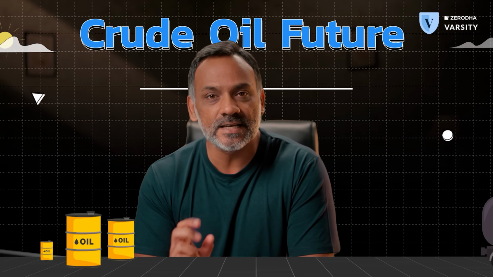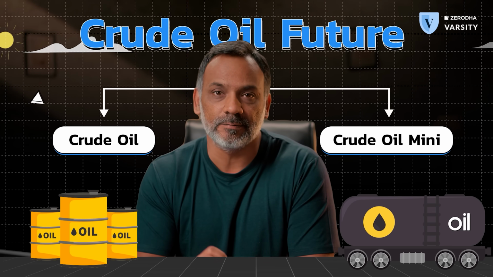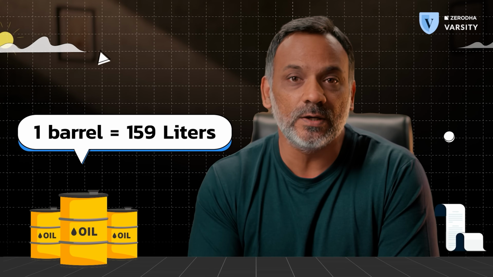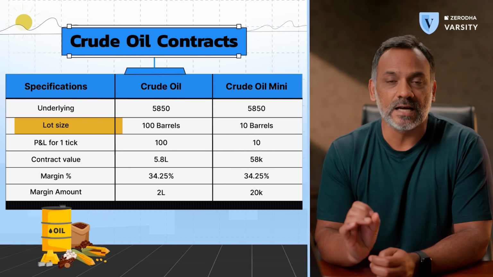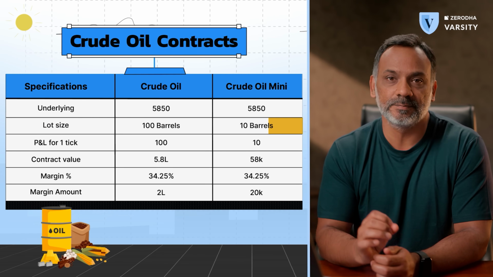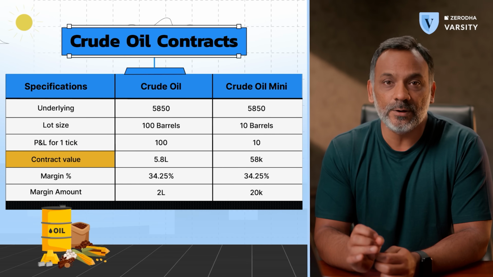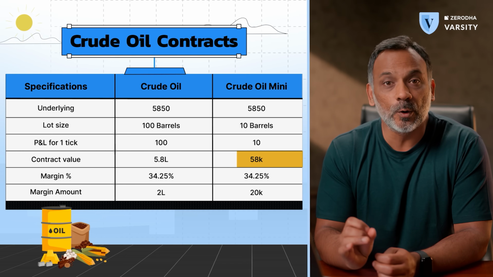Crude oil futures has two variants on MCX, the crude oil and the crude oil mini. The price that you see on your ticker is for 1 barrel of crude oil. Most of you may not know this, but 1 barrel of crude oil is equal to 159 liters. The lot size for crude oil is 100 barrels and the lot size for crude mini is 10 barrels. This translates to a contract value of 5.8 lakhs for crude oil and about 58k for crude oil mini.